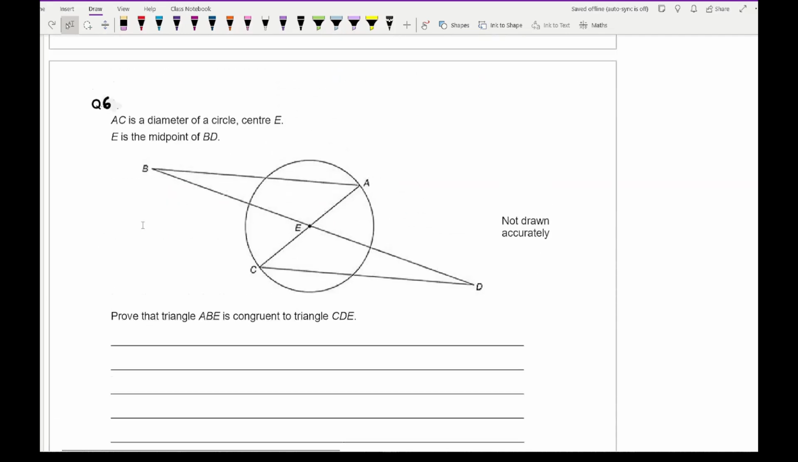Moving on to question 6, it says AC is the diameter of a circle with centre E. E is the midpoint of BD. Prove that the triangle ABE is congruent to the triangle CDE. And so for this, what we need to prove is that either two sides and an angle are the same, an angle and a side and another angle are the same, or that 3 sides are the same, or that we've got a right angle triangle.